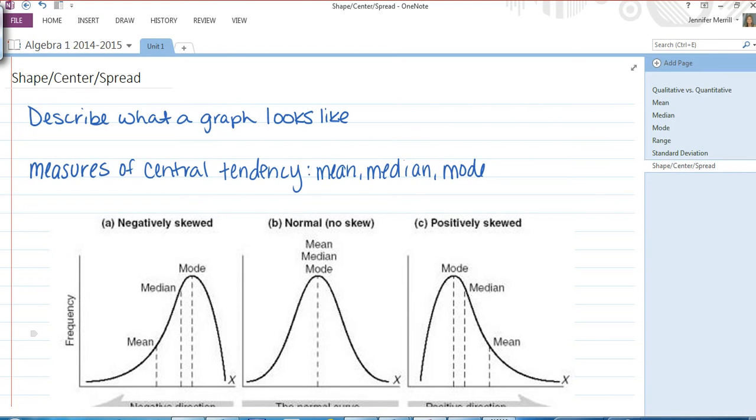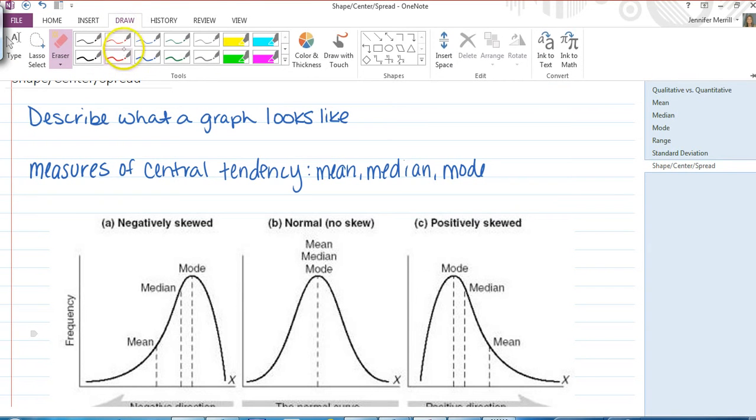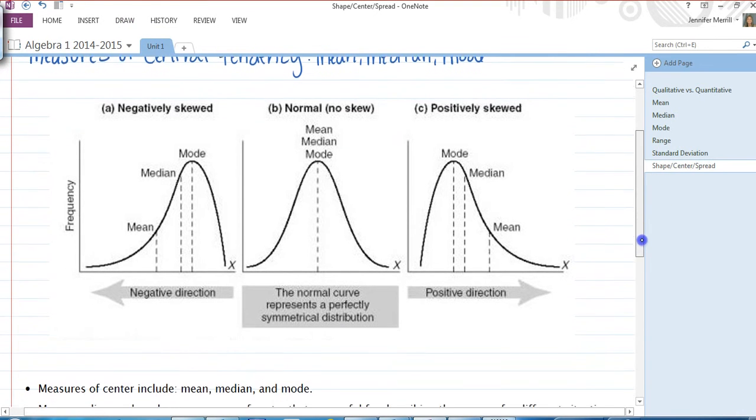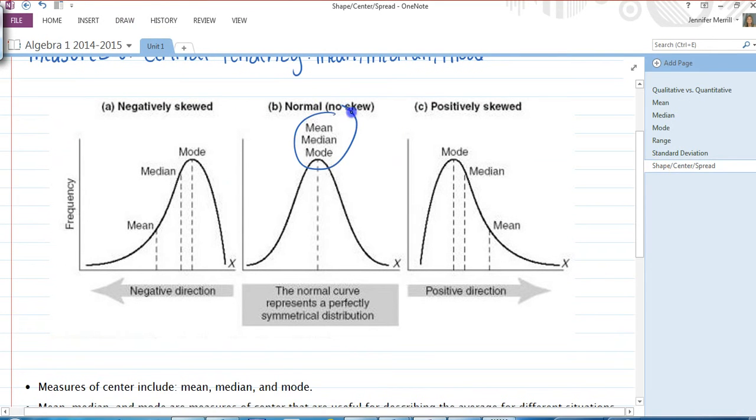Shape, center, and spread describe what a graph looks like. The measures of central tendency are the mean, the median, and mode, which we have discussed previously. When we look at graphs, there are three different skews that they can have. There can be no skew, which we see in the middle, where the mean, the median, and the mode are all the same. This is known as the bell curve.